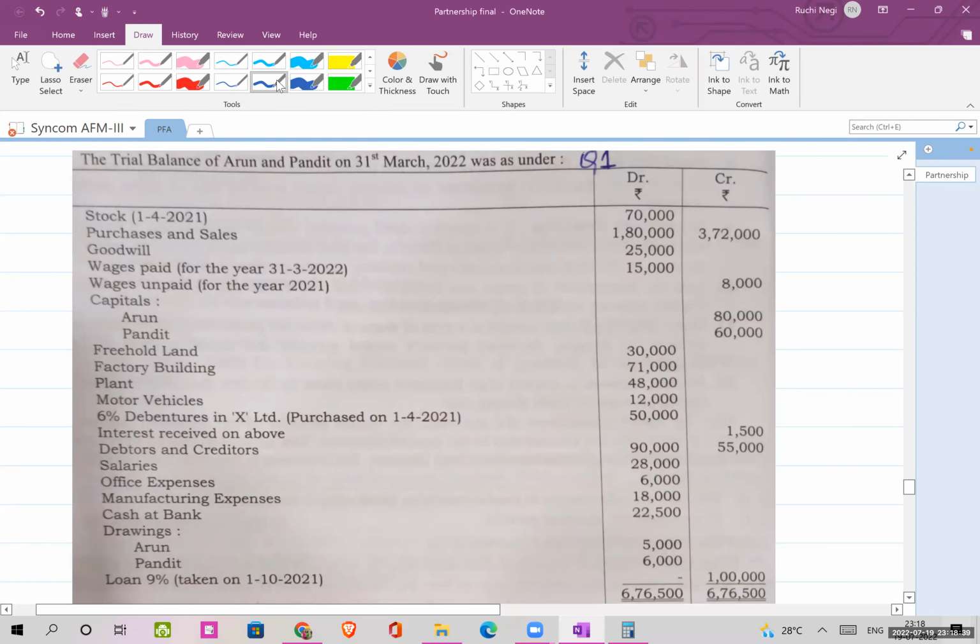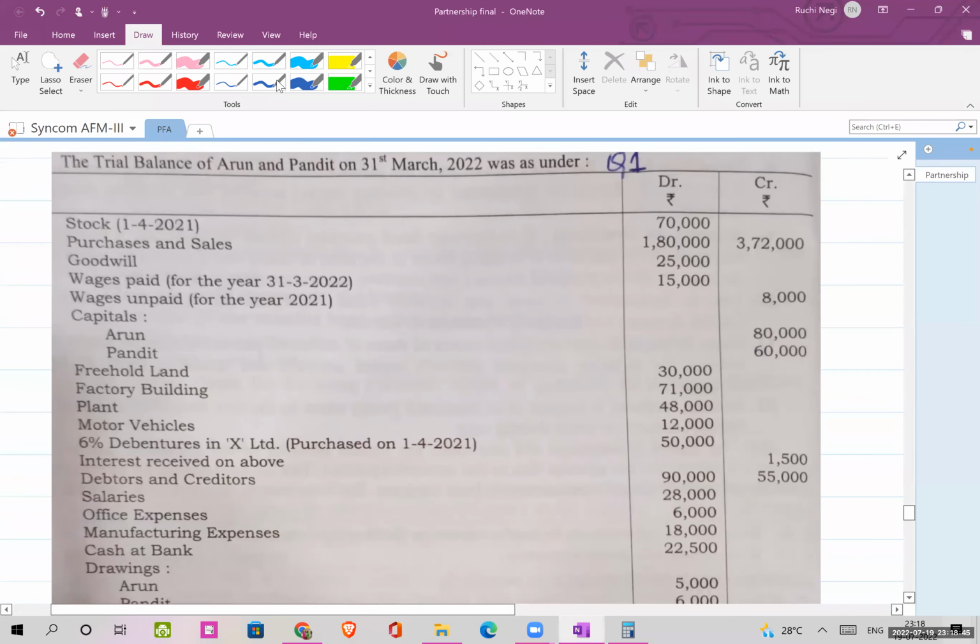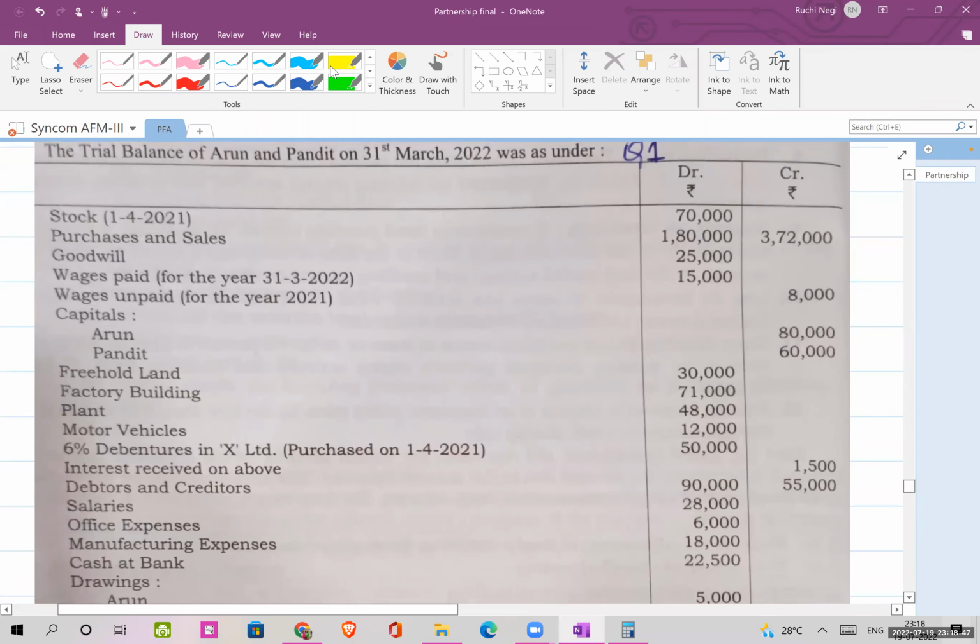Yeah, hello students. Let's start with the first question of partnership final accounts. So here is the question. This is a trial balance of Arun and Pandit. Date is 31st March 2022. Let's try and understand the trial balance effects and the adjustment effects.